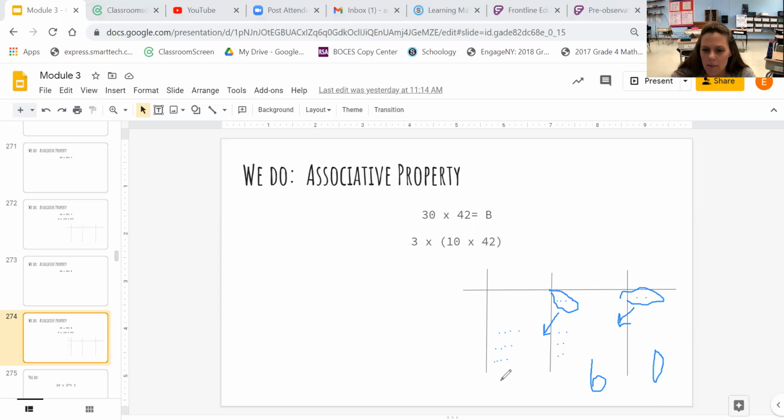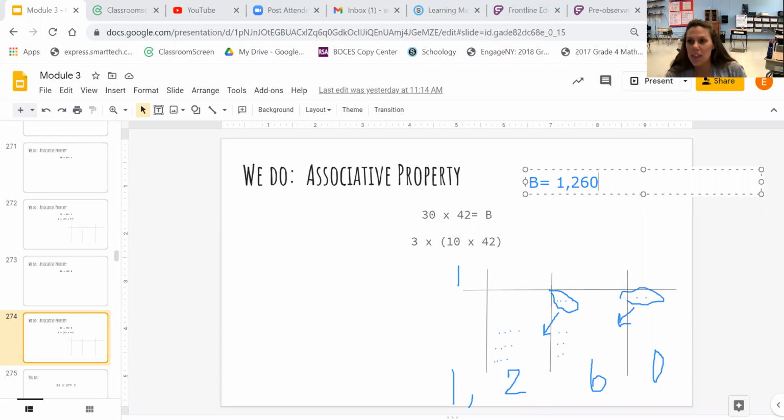Oh, I can't fit 12. So what we're going to do is we're going to put our 2 and regroup our 1. 1 and 0 is 1, giving us a value of B of 1,260. I want you to just double check your work and my work.